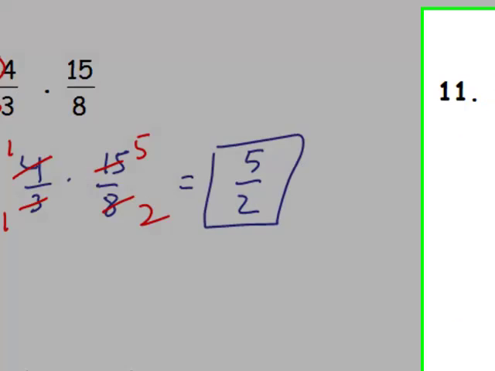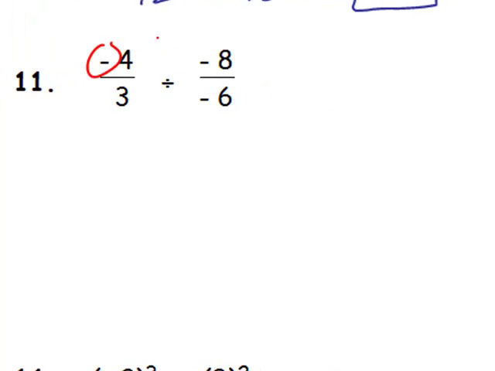In number 11, this time we have 3 negatives. And again, multiplication, division, 3 negatives. The result is going to also be negative. So this is negative 4/3.